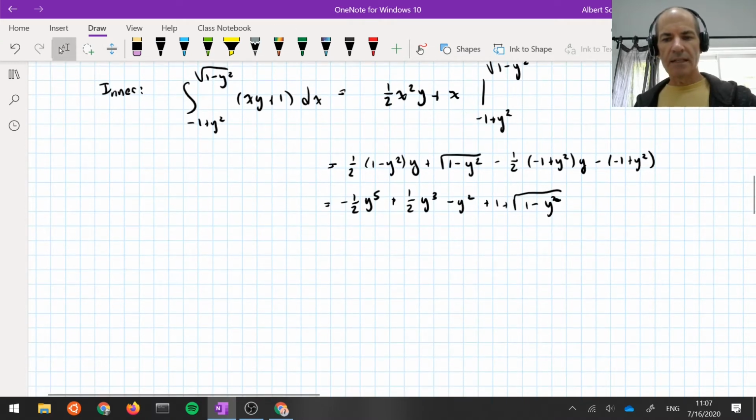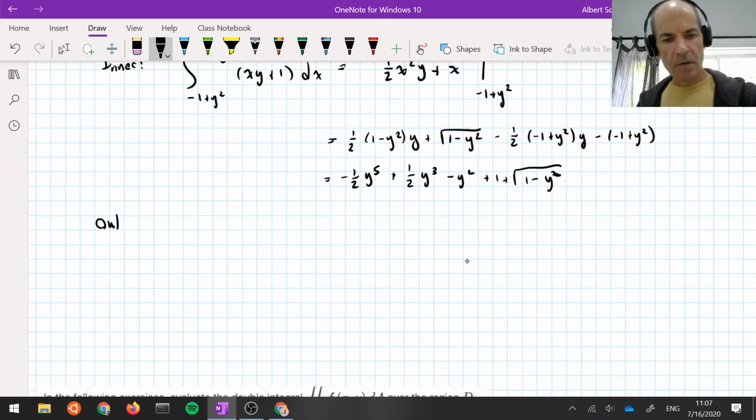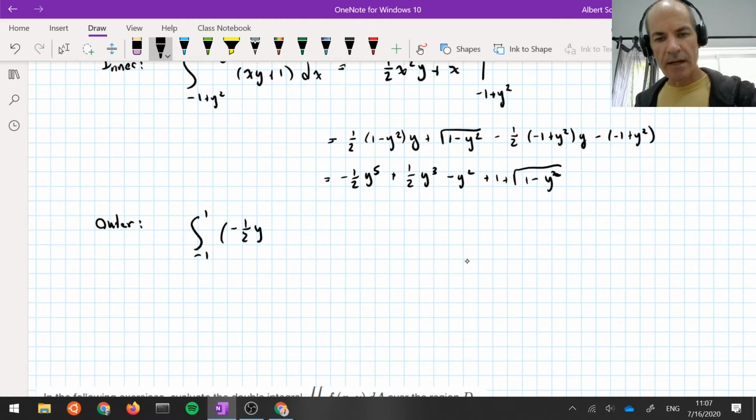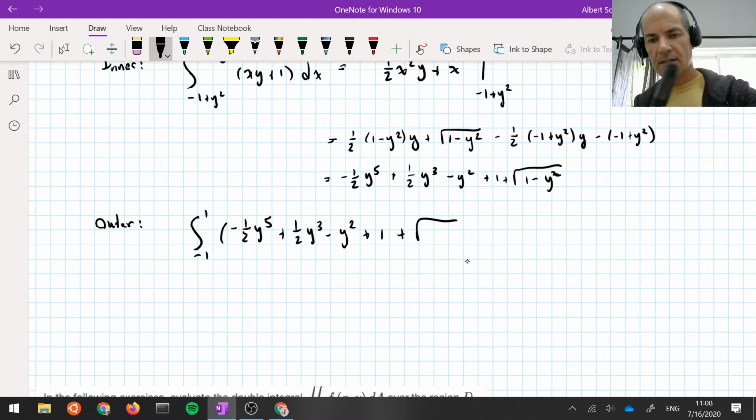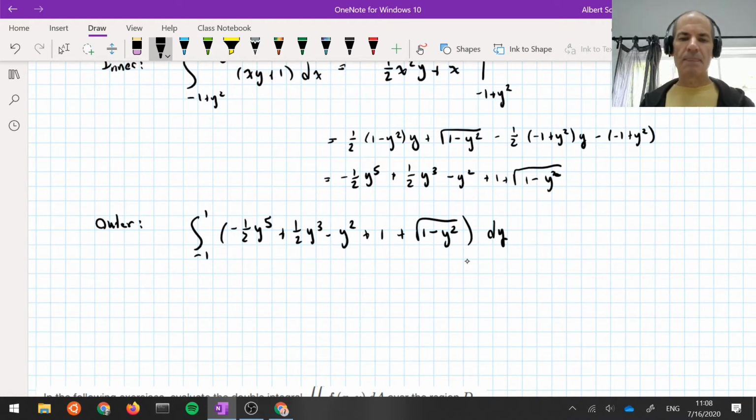We now go on to the outer integral, and that's with respect to y. So we're going to integrate in the y direction from -1 to 1. The integrand is -1/2 y to the 5th, 1/2 y cubed minus y squared plus 1 plus this oddball square root term, which we're kind of stuck with, like that.